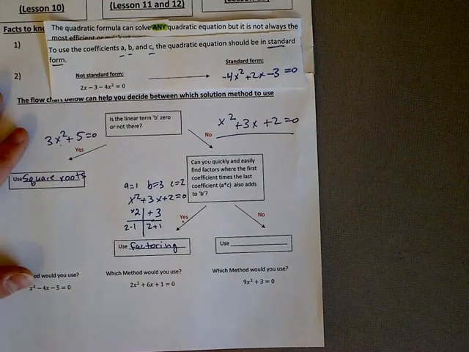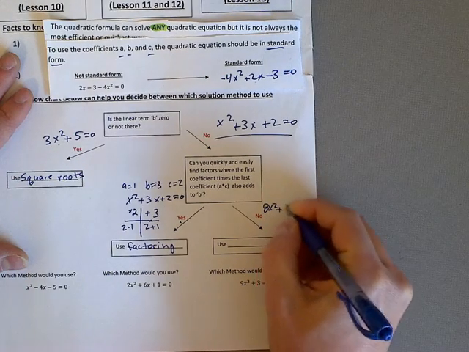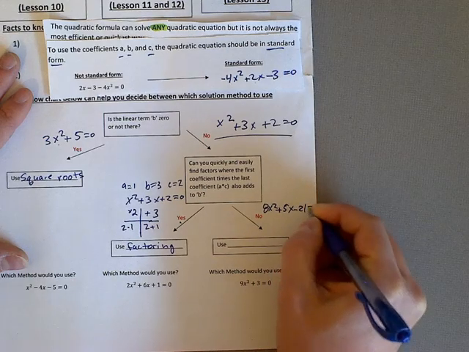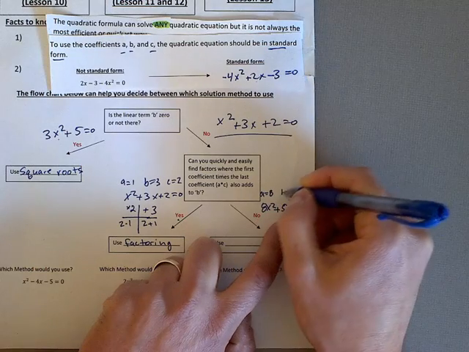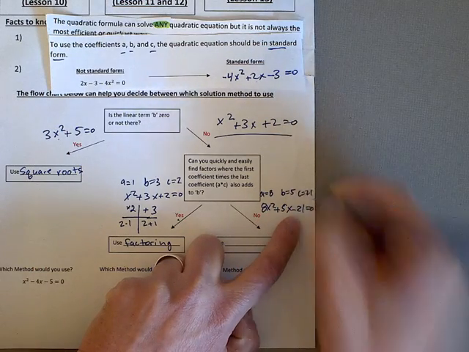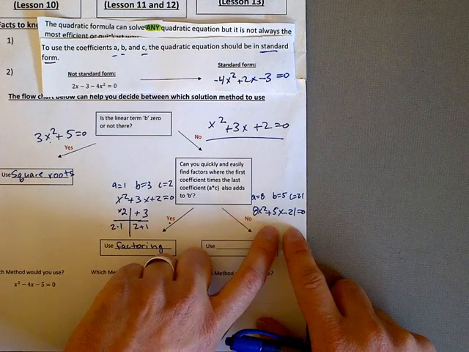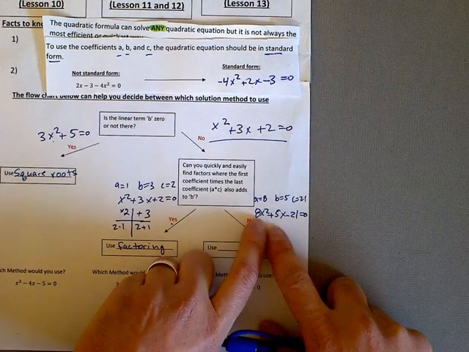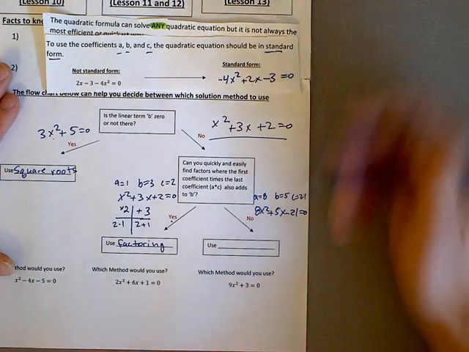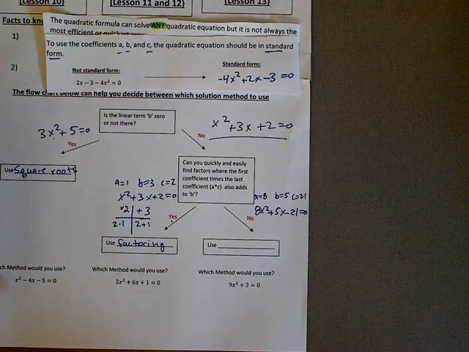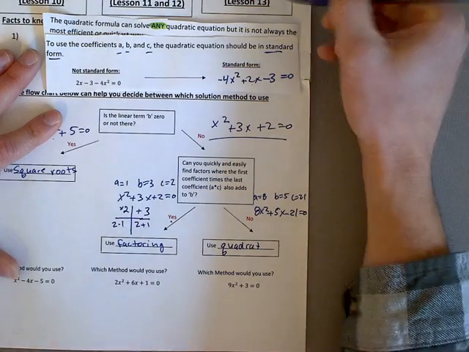Now on the other hand, I might have something like 8x squared plus 5x minus 21 equal to 0. Now my a is 8, my b is 5, and my c is negative 21. And since my a and c are so big as it is, maybe I can find something that multiplies to whatever 8 times negative 21 is and adds to 5. But at the same time, I don't want to go through an entire list of factors to see can I do it or not. So this would be a good one to apply the quadratic formula to, like we learned in lesson 13.